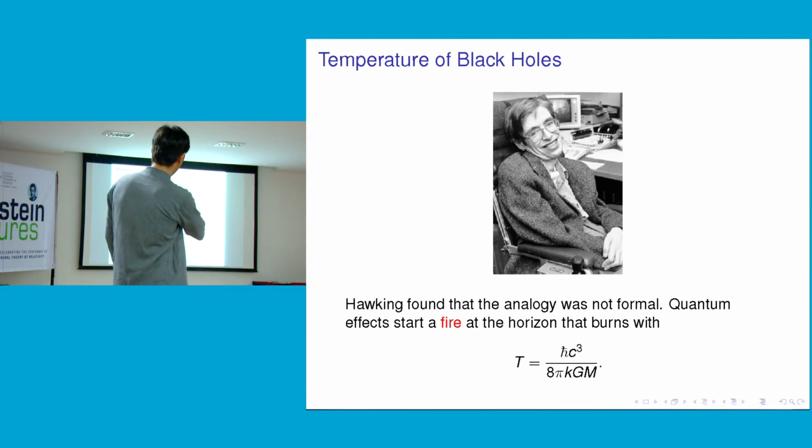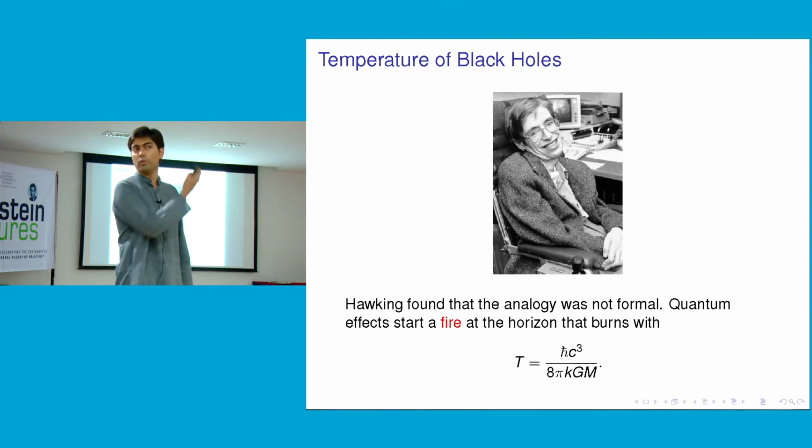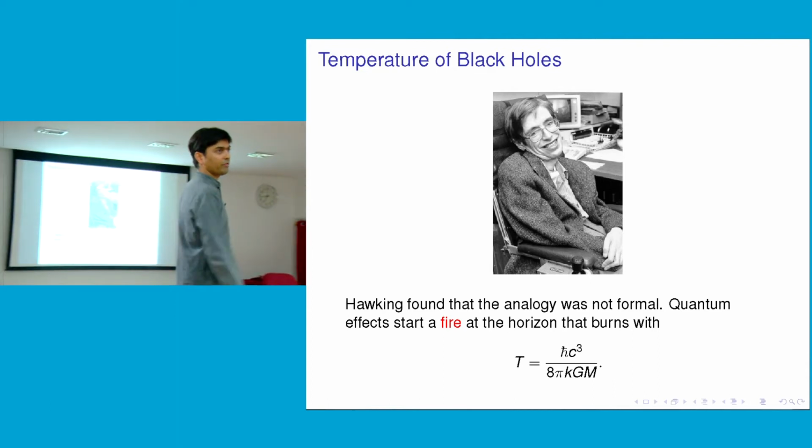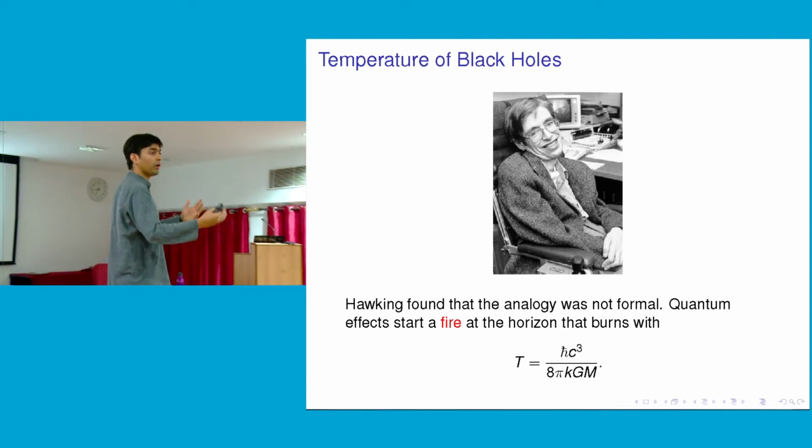The only parameter here that depends on the black hole is the mass of the black hole. Everything else is constants. So, you should really think of T as 1 over the mass of the black hole. So, if you have a more massive black hole, it is colder, it is associated with a smaller temperature.